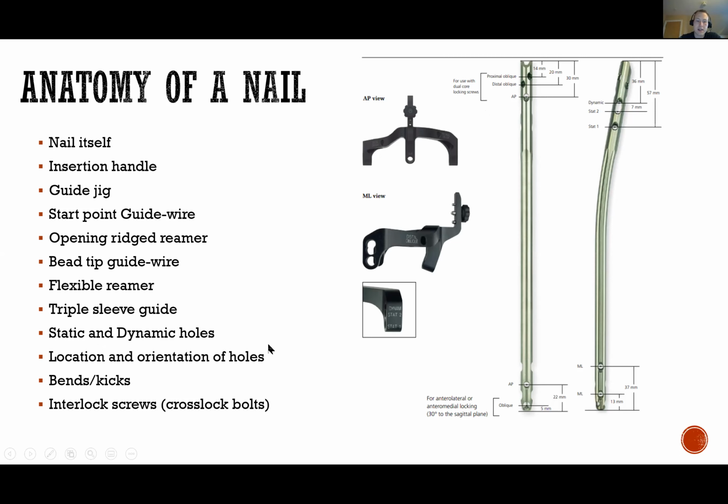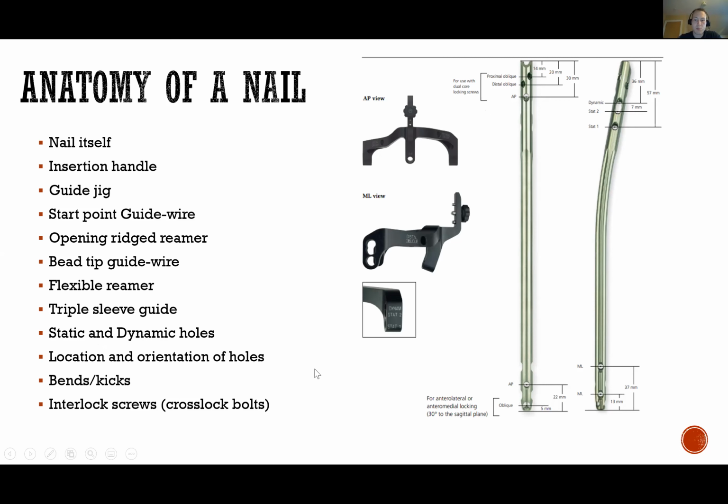There are static and dynamic holes. All that means, a static hole is a circular hole. A dynamic hole is an oblong hole. And you can see if you put a screw through an oblong hole, there could be some motion at that segment. We can talk later about how you can actually put a static screw through an oblong hole, but you could never put a dynamic screw through a static hole.